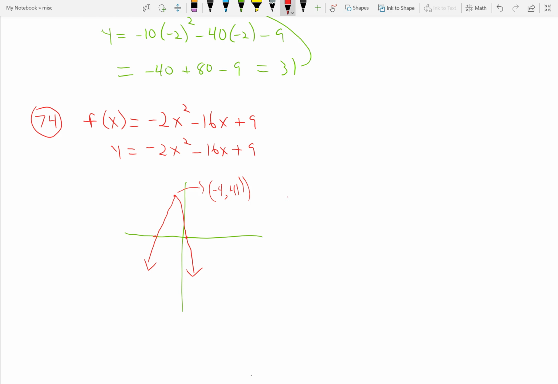Okay. The domain, that is the set of possible x values, is all real numbers. We can put anything we want in there. But the range, the output, is y values less than or equal to 41. We cannot go any higher than 41 in the y department.